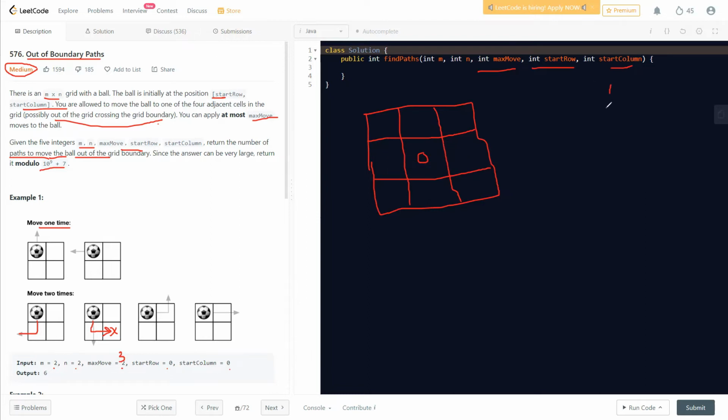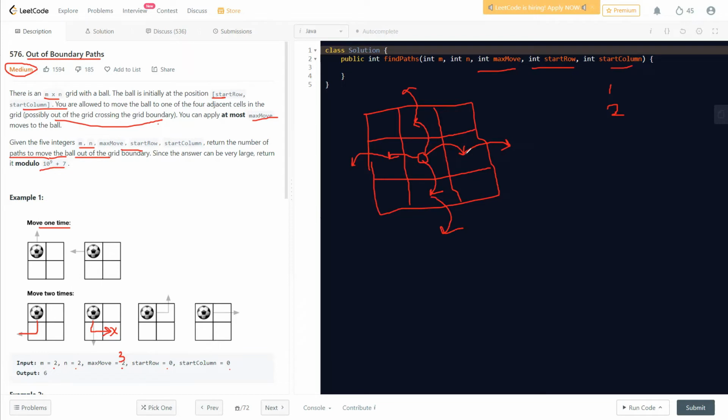In case our max move is two, we'll first see where we go by one move. By one move, we find that we are going only to these places where we're landing, so we are not going out of the boundary in one move. So we'll now check for two moves, because that's the at most value we have. By two moves, we see that we can go out in this one, and then two, and then three, and then four. So we can find there are four ways.